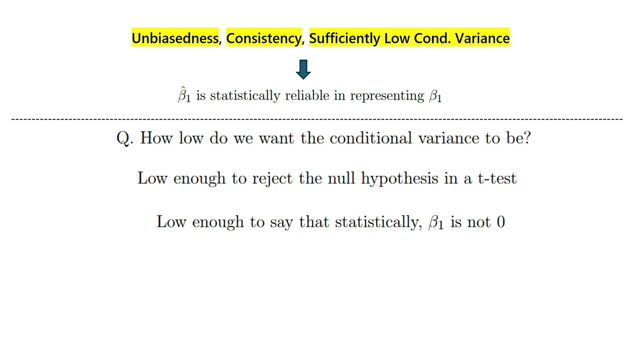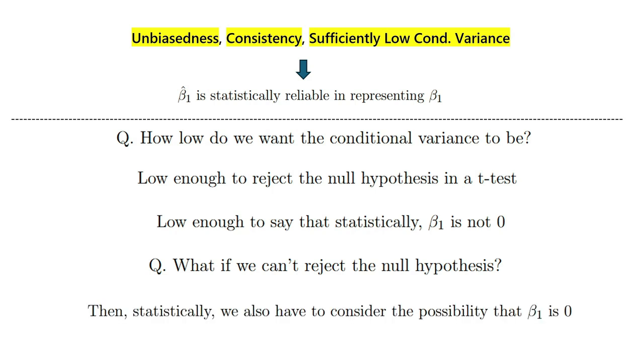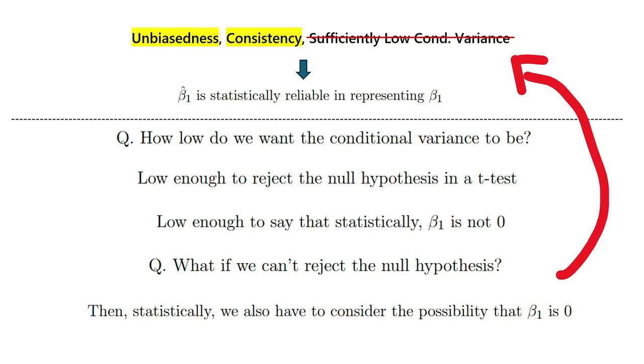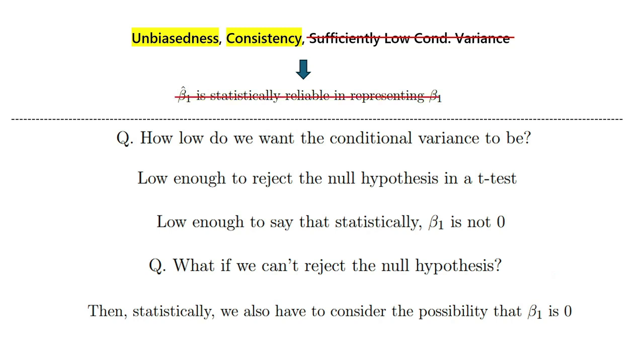Now, the next scenario we have to consider is, what if we cannot reject the null hypothesis? Well, then statistically, we also have to consider the possibility that beta 1 is 0. In other words, we cannot say that we have sufficiently low conditional variance, which means we also cannot say that beta 1 hat is statistically reliable in representing beta 1, the causal effect. As an example, our estimate of causal effect came out to be 0.048 using our sample with 30 observations. But if you cannot reject the null hypothesis, then like I said, we have to consider the possibility that the true causal effect is 0.